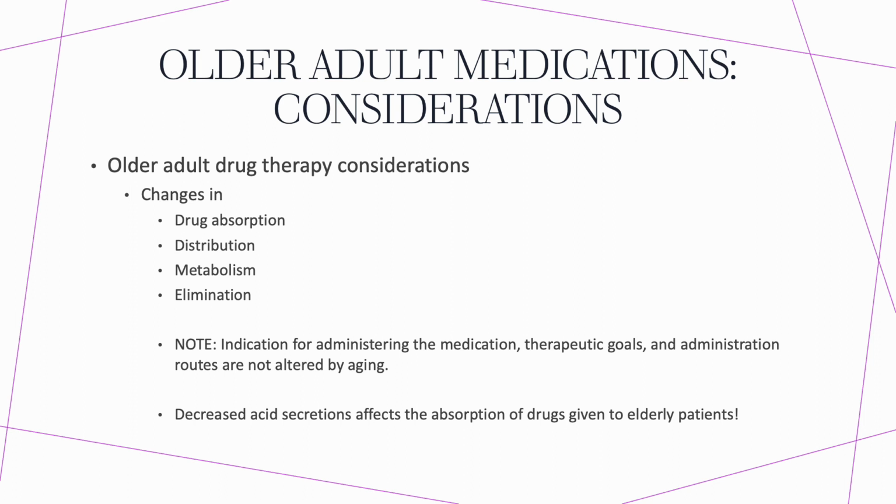Know that the reason that absorption, distribution, metabolism, and elimination are all affected by aging is because there is a decrease in acidic secretions that affects the absorption of the medication, and how elderly patients will hold on to that medication or metabolize that medication at a very weird rate. And that's why we always need to look at elderly patients completely different than we would a middle-aged patient.